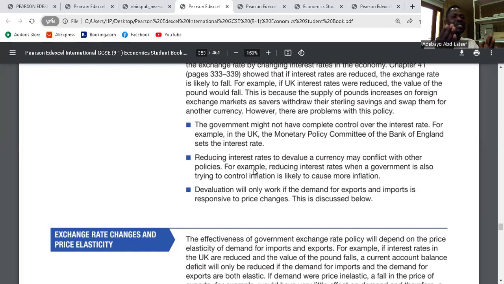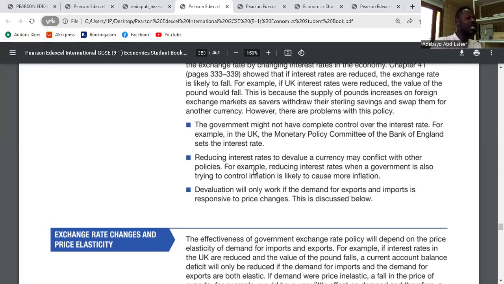But one government policy has brought about a fall in another government objective. Do you get it? So this could be called government failure. Do you get it? So there's conflict in government objectives here.